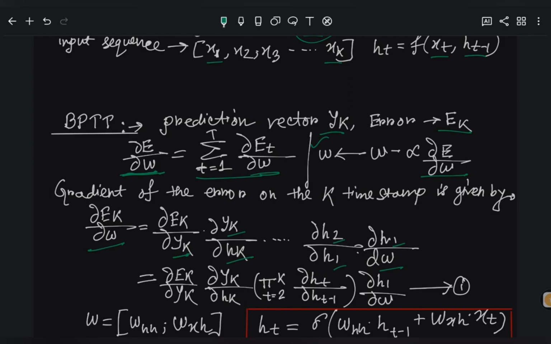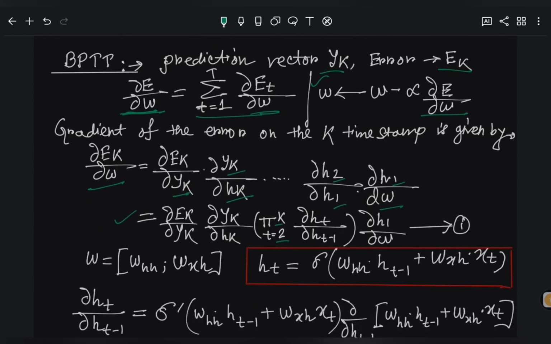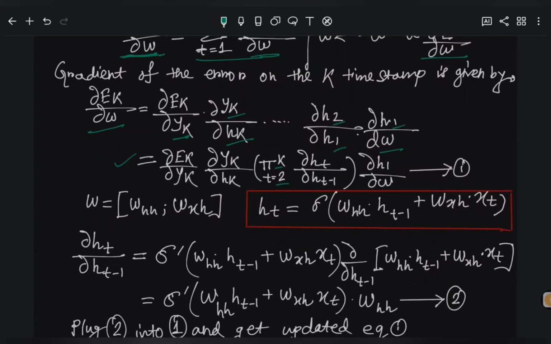We can write the time-associated terms as a product, which will start from t equals 2 to k, of del ht by del ht minus 1. This t will run from 2 to k. So we can write this in a more compact way. Now if I write my ht, we are already aware that ht is nothing but an activation function applied to WHH multiplied by ht minus 1, plus WXH multiplied by xt.